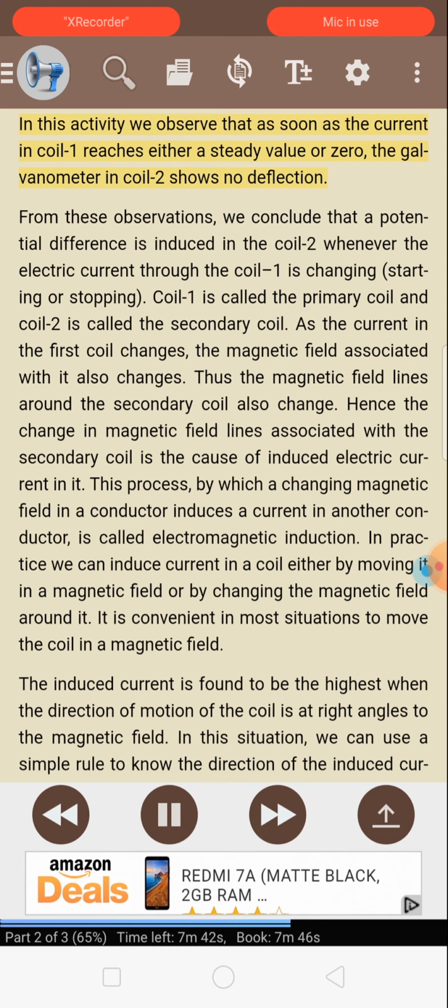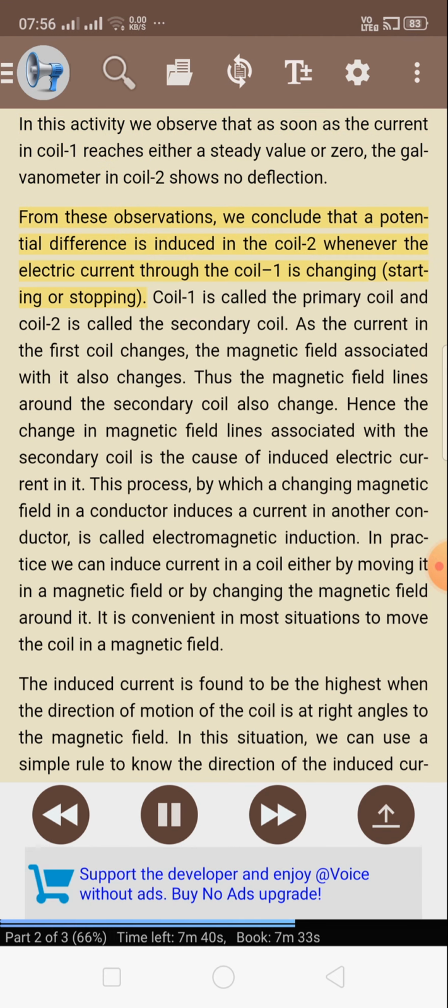In this activity we observe that as soon as the current in coil 1 reaches either a steady value or zero, the galvanometer in coil 2 shows no deflection. From these observations we conclude that a potential difference is induced in coil 2 whenever the electric current through coil 1 is changing, starting or stopping. Coil 1 is called the primary coil and coil 2 is called the secondary coil. As the current in the first coil changes, the magnetic field associated with it also changes. Thus the magnetic field lines around the secondary coil also change. Hence the change in magnetic field lines associated with the secondary coil is the cause of induced electric current in it. This process by which a changing magnetic field in a conductor induces a current in another conductor is called electromagnetic induction.